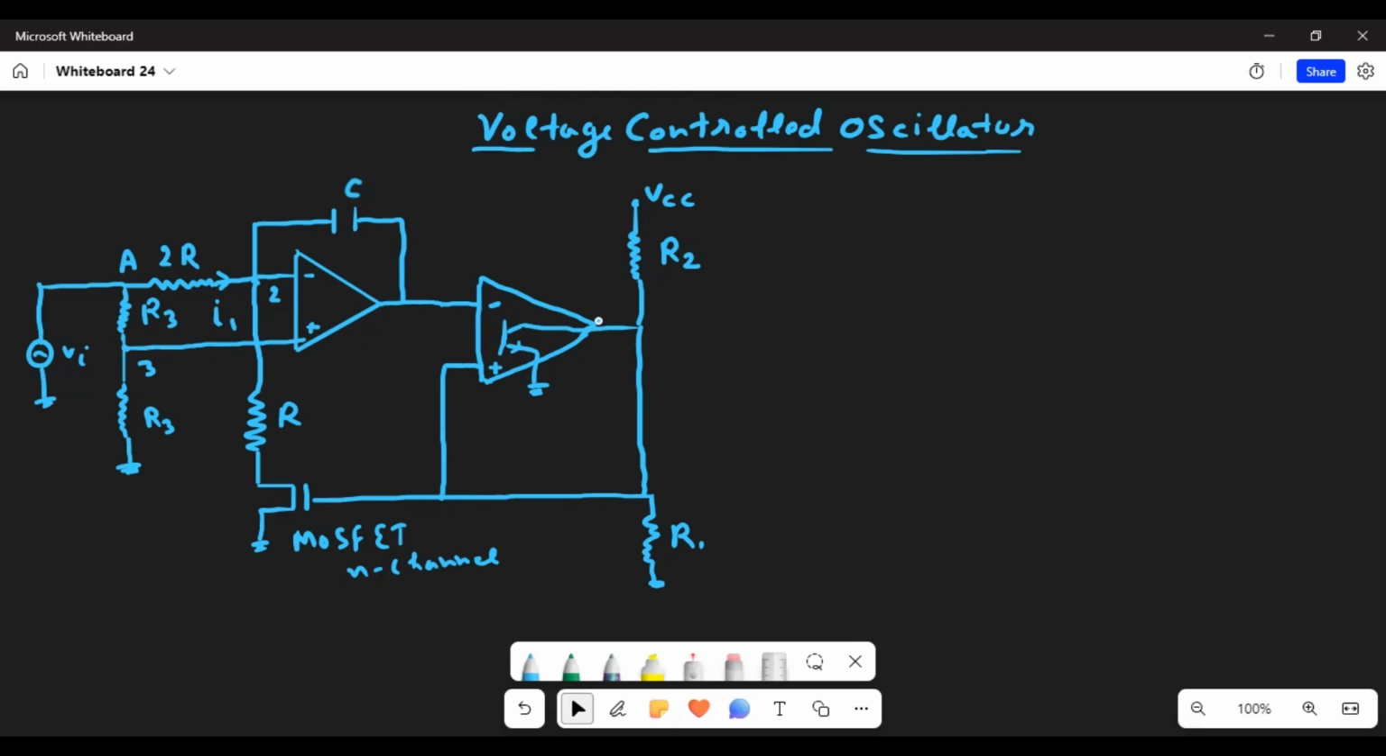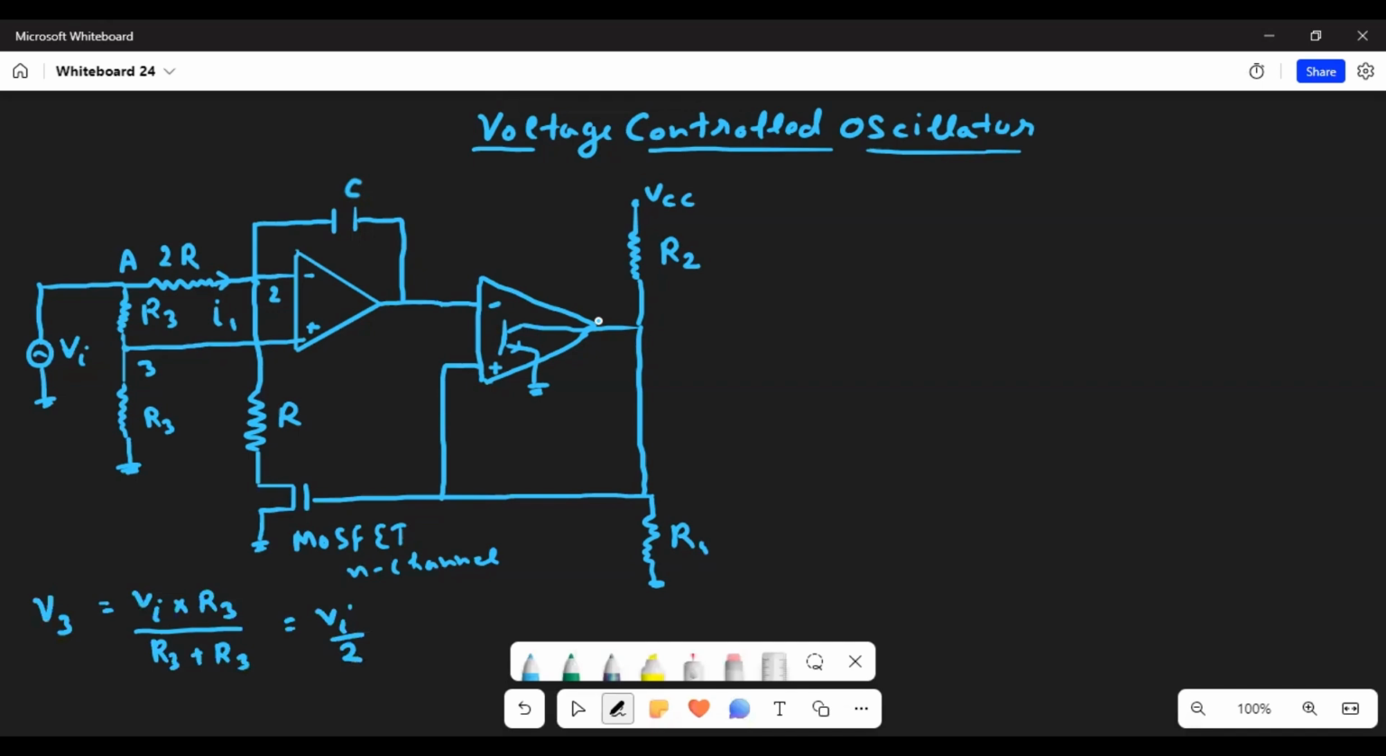So to start with, we have resistances R2 and R1, which are connected to the MOSFET. The MOSFET is an N-channel enhancement type. Now the voltage at terminal 3 will be Vi into R3 upon R3 plus R3, which will be equal to Vi by 2.